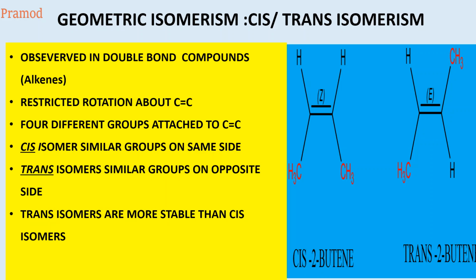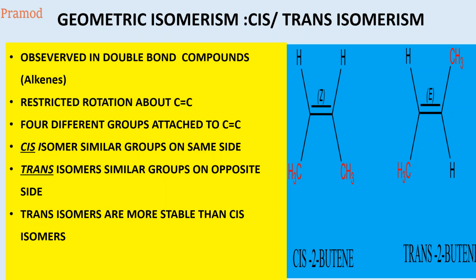If you look at cis-2-butene, the methyl groups are on the same side of the double bond, and your hydrogens are on the same side too. Whereas in trans isomers, the similar groups are on the opposite side. If you see, your CH3 and H are on the same side. So that means dissimilar groups are on the same side and the similar groups are on the opposite side. And it is said that trans isomers are more stable than the cis isomers.